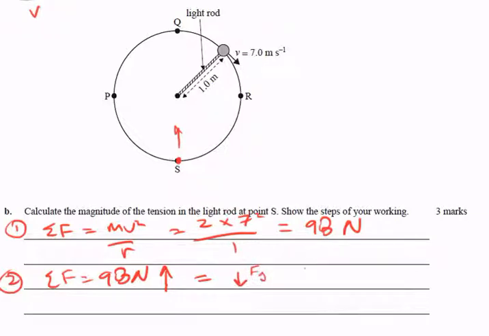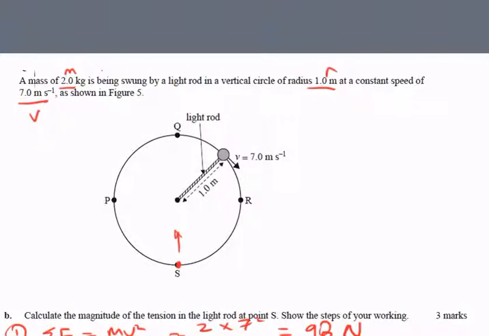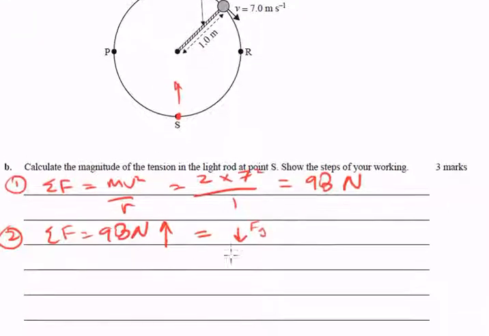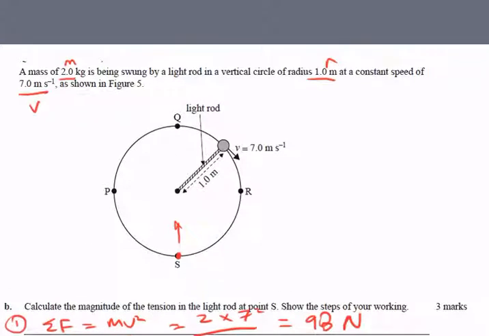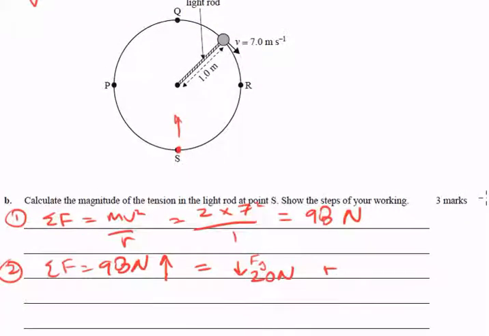Force of gravity. And how big is that force of gravity? We can work that out. 2 kgs means it must be 20 newtons. And there must be another force acting up. There's this light rod here, which must be going upwards. That's the tension force.